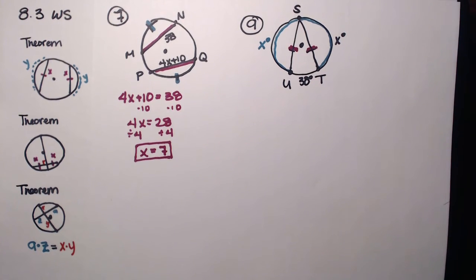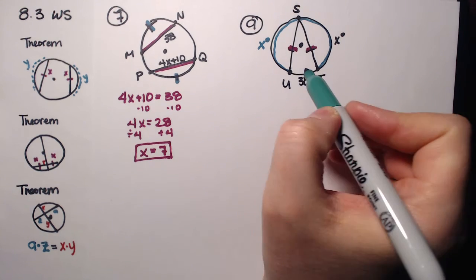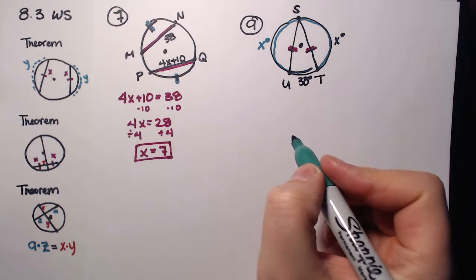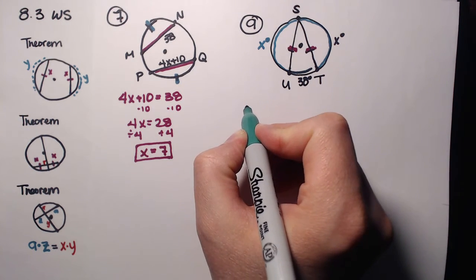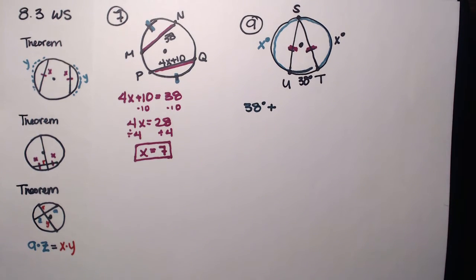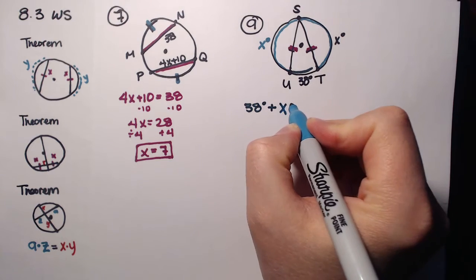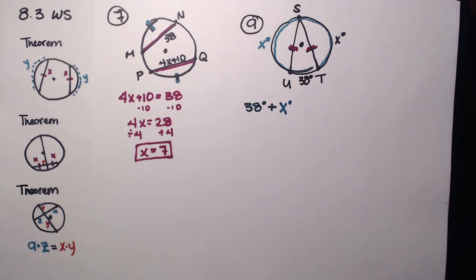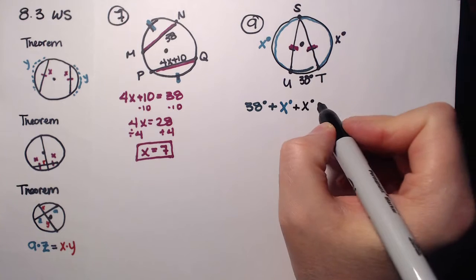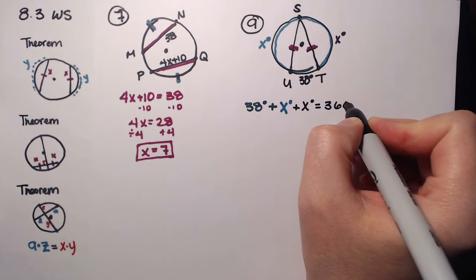Then I can use what I know about the circle, which is that a full rotation of a circle should be 360 degrees. So I can take this 38 and then add this x and the x that it started with, this x, and that should give me 360 degrees.